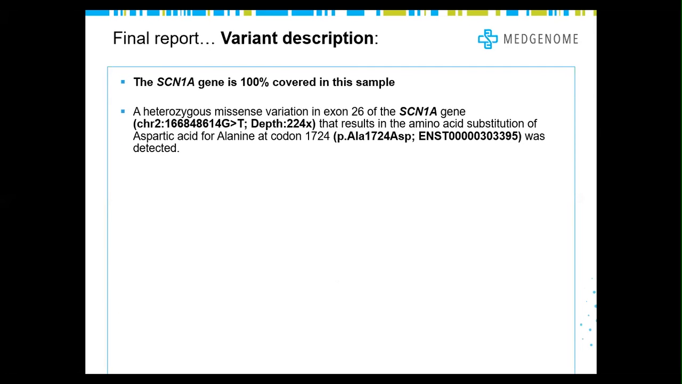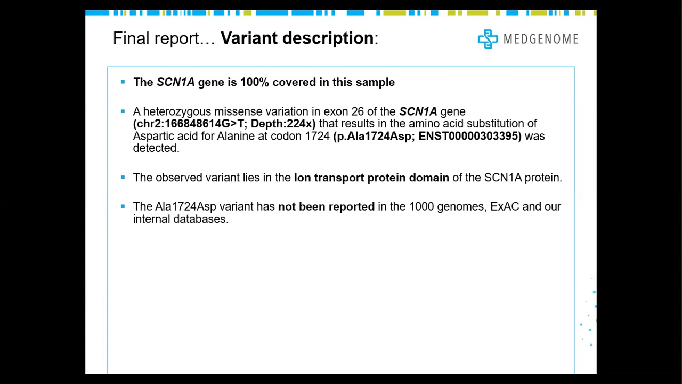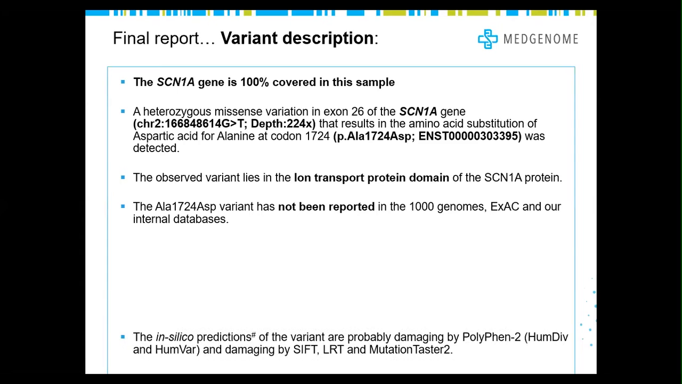Second, it would show whether it is a heterozygous variation, whether it is a missense one, which exon it is falling in, which chromosome, the depth of that coverage, and then what change it is making at the protein level. All this information would be there in the report. Then if it is in a critical protein domain, that will also be informed in the report. It will be told whether it is reported in any of the genome databases. Here this variant has not been reported in the public database. That means it is a very rare variant, and it is not found in the general population who don't have the disorder.